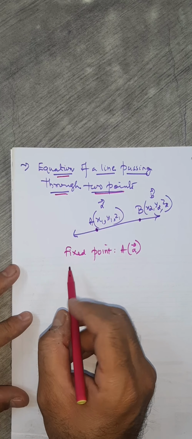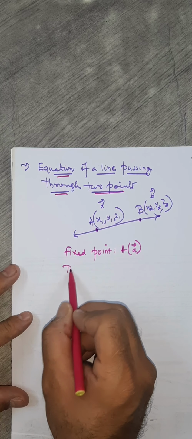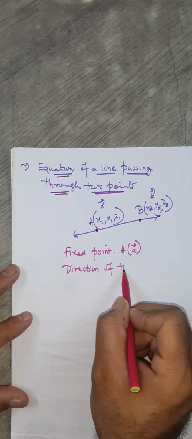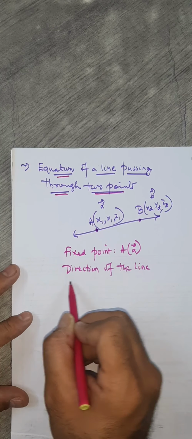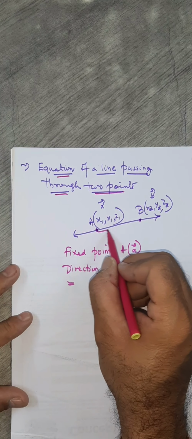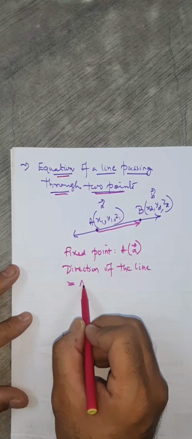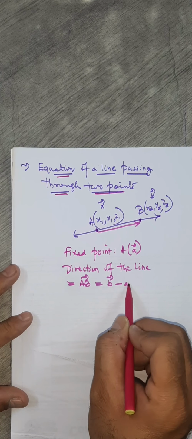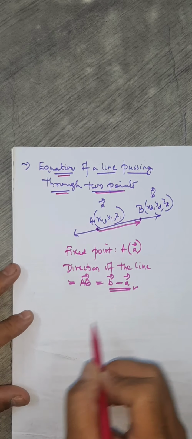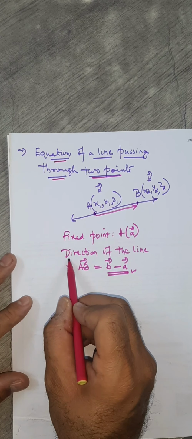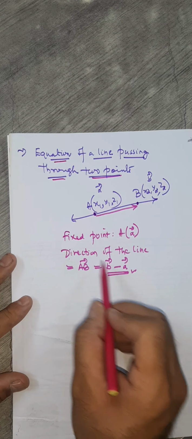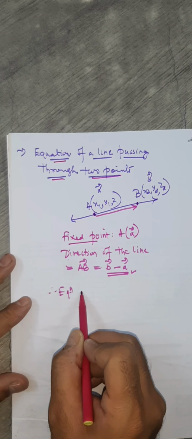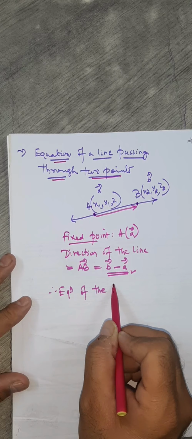And how do you form the direction of the line? The direction of the line you can form either by forming the vector AB or BA. Suppose I am forming the vector AB, which is nothing but what? Vector B minus vector A, remember. So now you have the direction of the line, that is this, and a fixed point, and therefore you can write the equation.